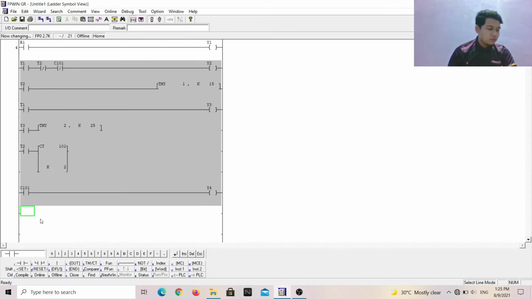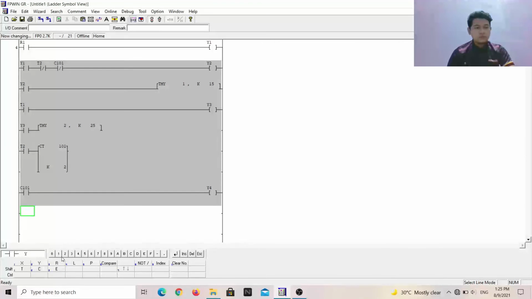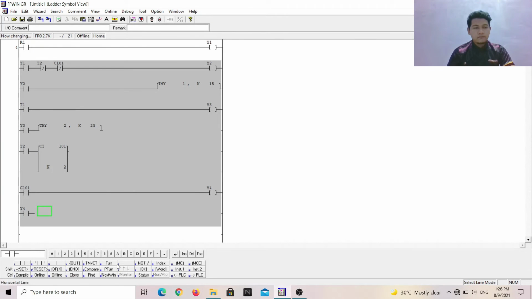Y4 is for the desiccating station. For the start button it is Y4, and then the timer of this process is 5 seconds. Sorry. So we put T3 as our timer.